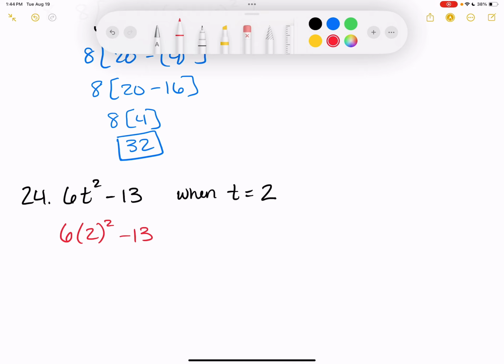So what do I need to do first? Square the 2, so I would get what? 4. Yep, so this will be 6 times 4 minus 13. 6 times 4 is? 24. Minus 13 is? 11. Yep. So if y'all can do that without having to write down every single little step, obviously feel free to do that. But if you need to write them all out, that's also totally fine.